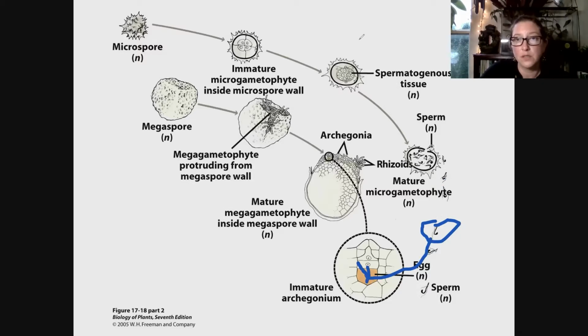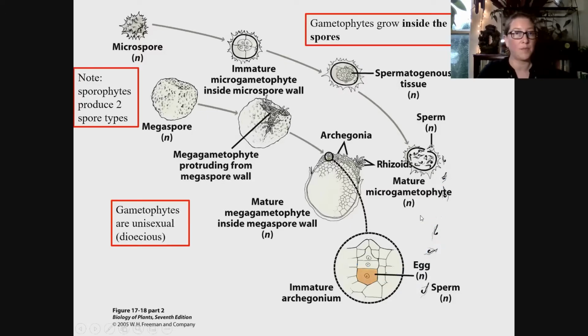Clear drawings. And just so that when you're looking at these later by yourself, same thing I was saying before. Note that the sporophytes now have produced two types of spores, or we can say that they are heterosporous sporophytes. Hetero meaning different, in this case two, and sporous referring to spores. When you have sporophyte plants that make two types of spores, the gametophyte plants always are going to grow inside the spore.